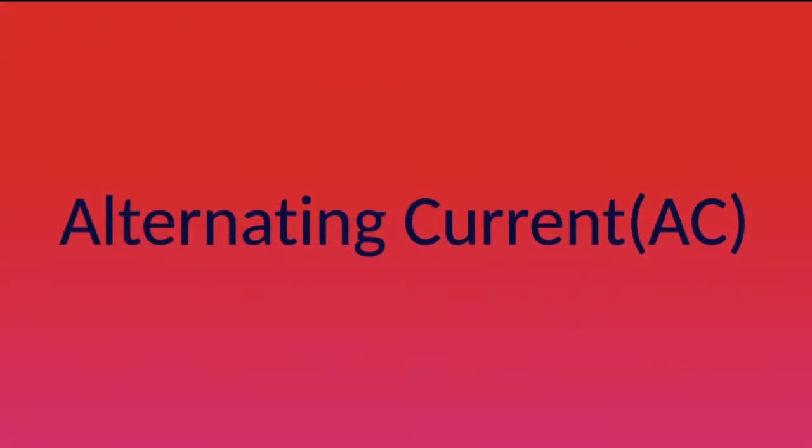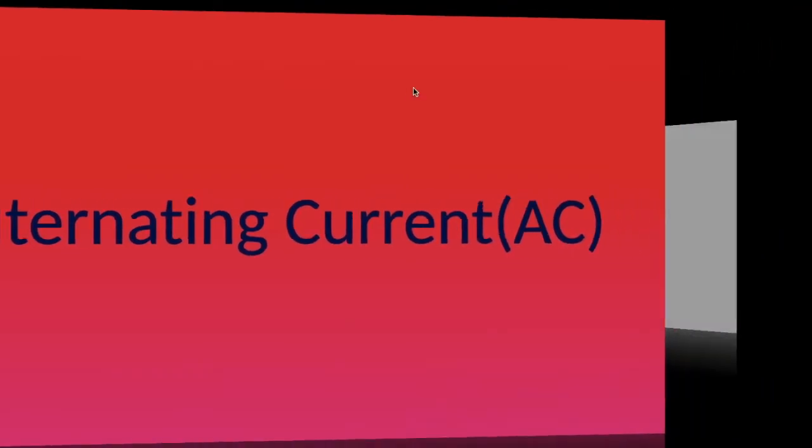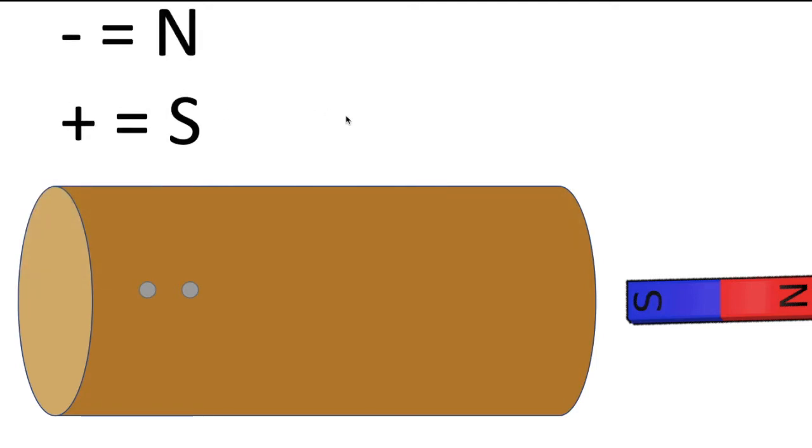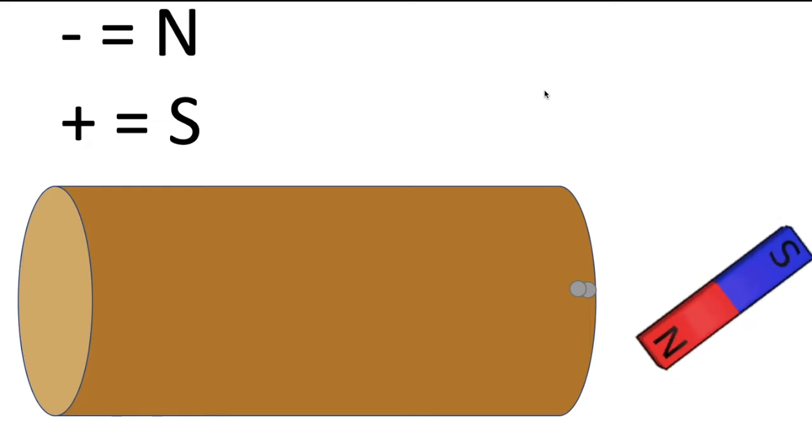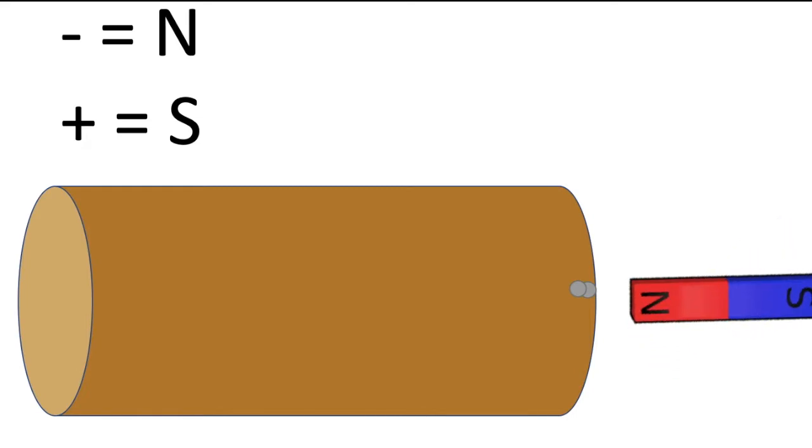Now let us talk about AC or alternating current. So here I have a wire and a magnet. Since the south pole is positive, then the electrons are negative, they will be attracted to the south pole, so they will move towards it. So they bend to the right. But now, what we're going to do is we're going to rotate the magnet, and since north is negative, the electrons are going to move away from it.